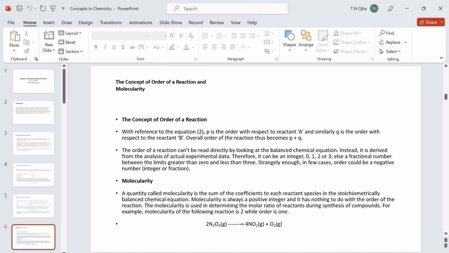So let me emphasize, order is determined from analyzing the kinetic data. Molecularity is a theoretical term. The only importance of molecularity is during synthesis, in what ratio reactants are to be mixed. And order reveals a lot about the reaction mechanism.